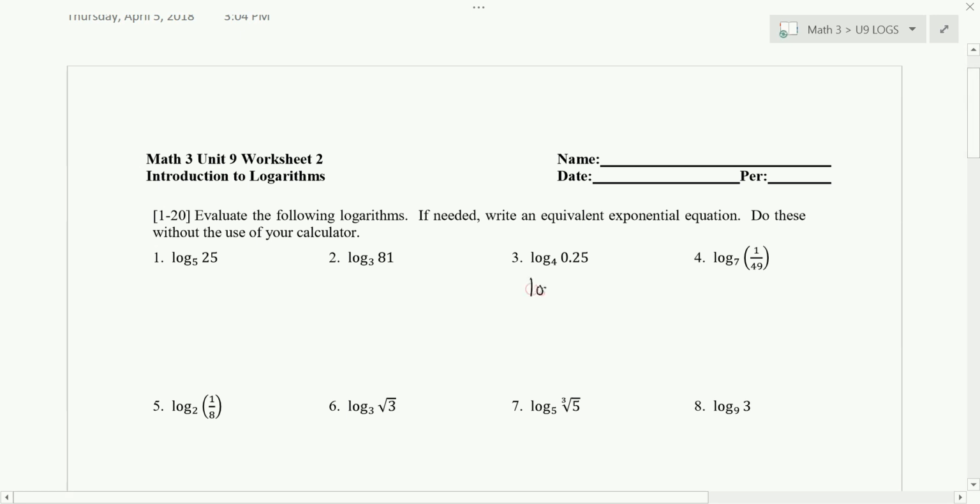So this is log base 4 of 25 over 100, which is asking the question 4 to what power is equal to 25 over 100. If you have a fraction that you can reduce it. So 4 to the what power is equal to 1/4, and 1/4 is 1 over 4 to the first power, which is 4 to the negative 1 power. So we see that our exponent should be negative 1.